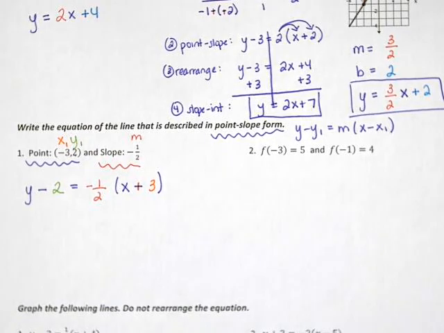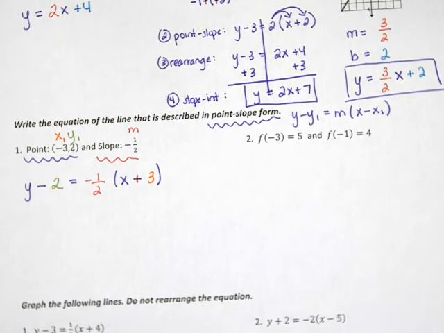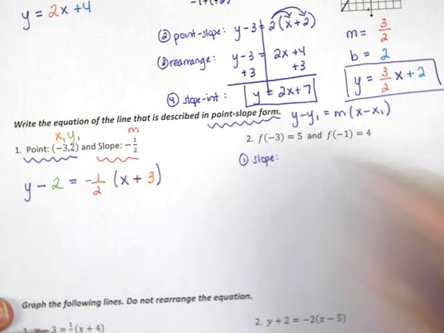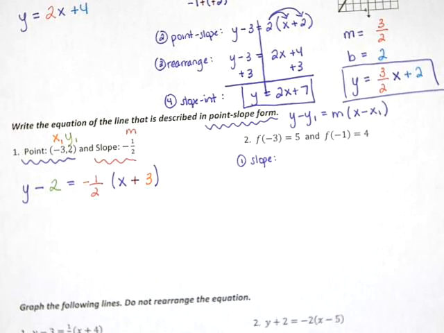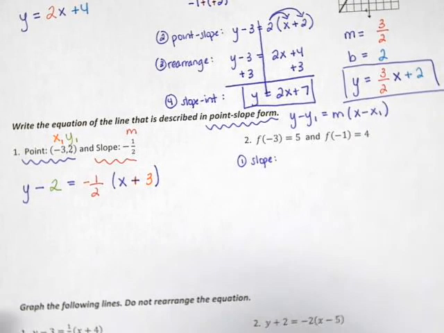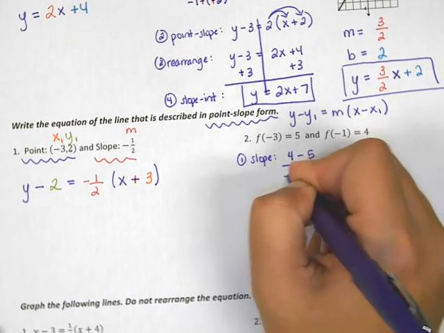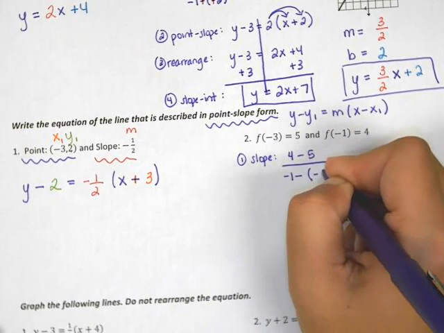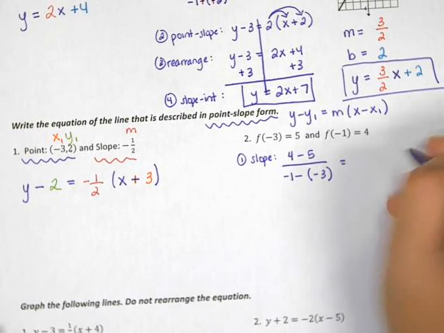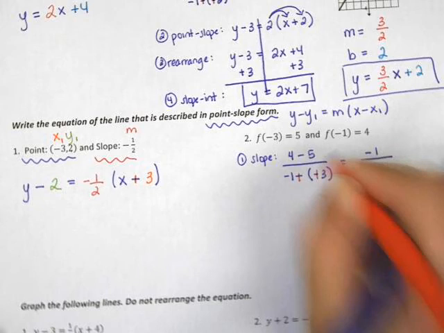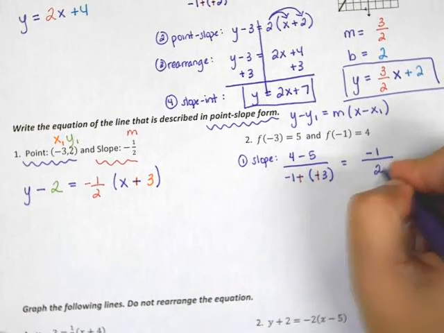And then I'm done. For problem number 2, if I give you two ordered pairs, the first step is going to be to figure out the slope. Because in order to do point-slope form, I need a point and I need a slope. It's in the name. And I've got 2 points, but I don't have any slopes. So I would do 4 minus 5 divided by negative 1 minus negative 3. And I would get negative 1 divided by, these two minuses turn into a plus, so I would get 2.